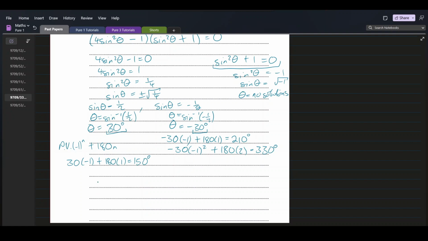And so we can conclude that theta is equal to, picking only the solutions that are within the given interval, 30 degrees, and then 150 degrees, and then 210 degrees, and then finally 330 degrees. And this would be our final answer.